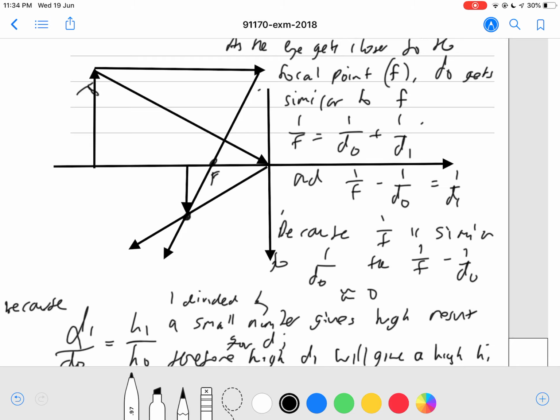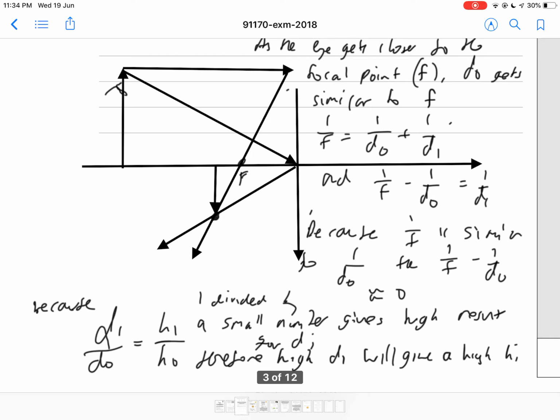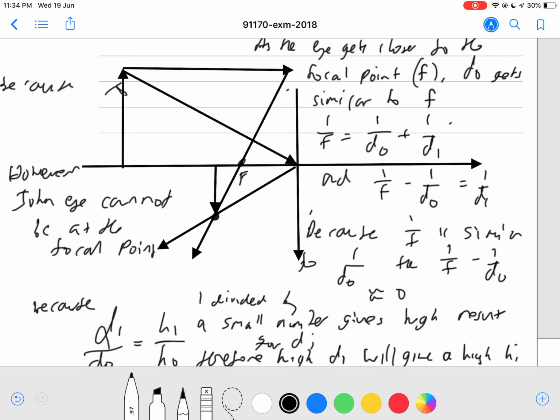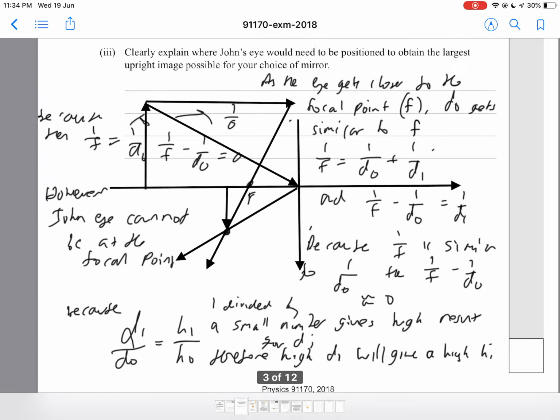However, John's eye cannot be at the focal point. Because then 1 over f equals 1 over do, and therefore 1 over f minus 1 over do equals 0. 1 divided by 0 is impossible, so this is an impossible scenario. So it's important to keep that in mind.